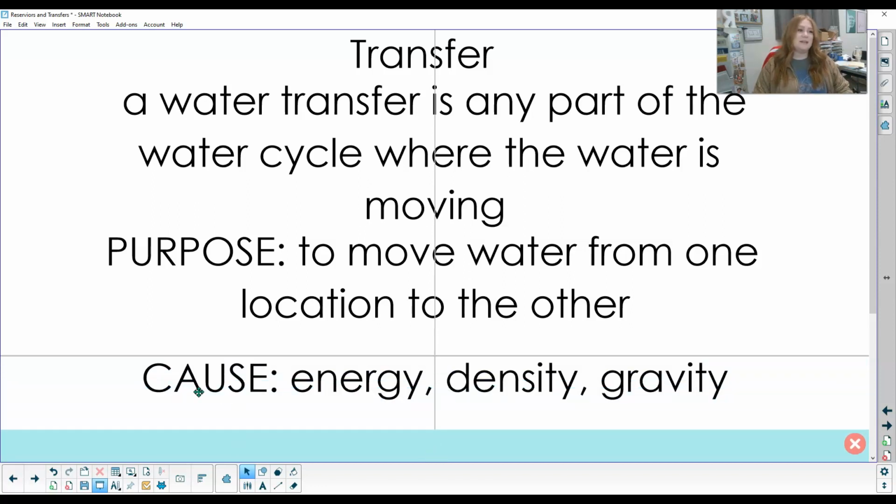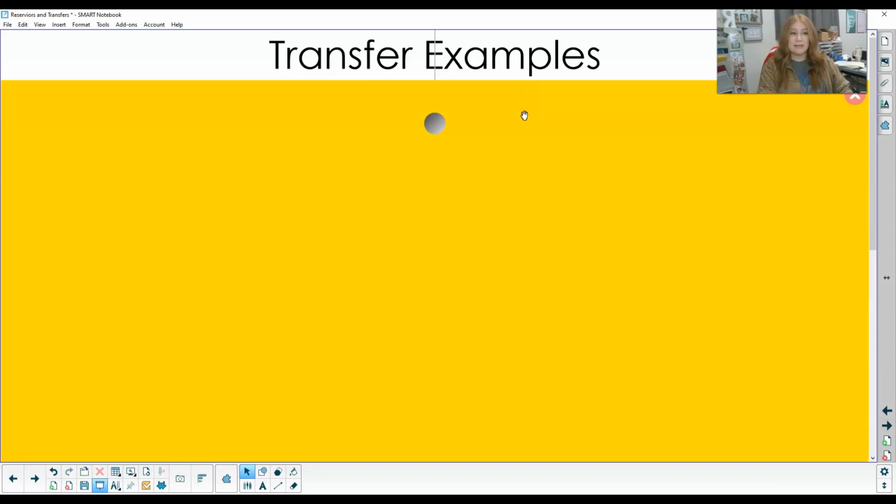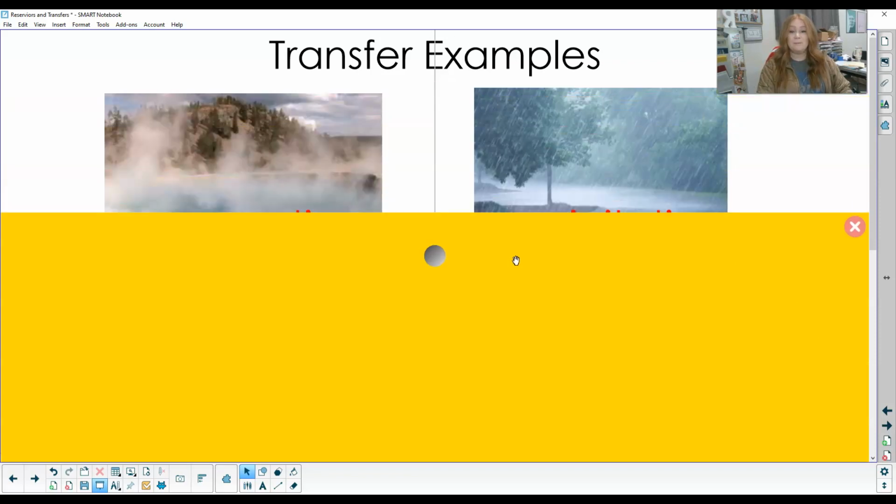And the cause of this can be energy, right? Heat energy can make water evaporate and move. When things become dense enough, then gravity will pull them down. Runoff will go down. So energy, density, and gravity all help move the water around. Let's take a look at some examples in the water cycle.